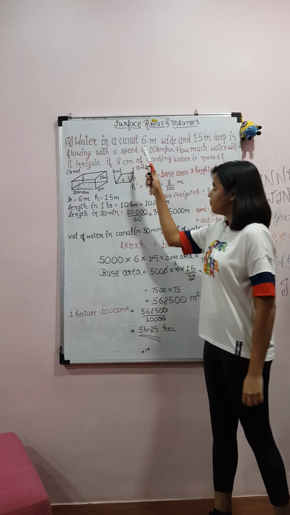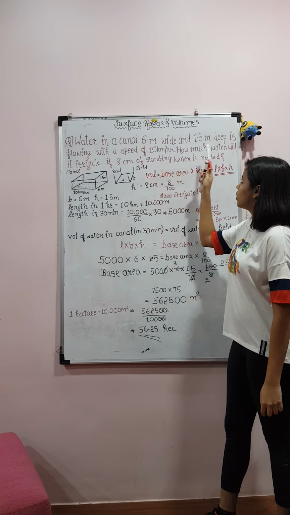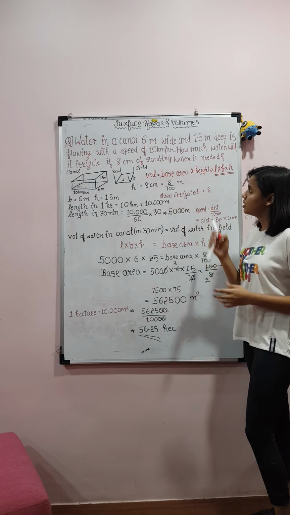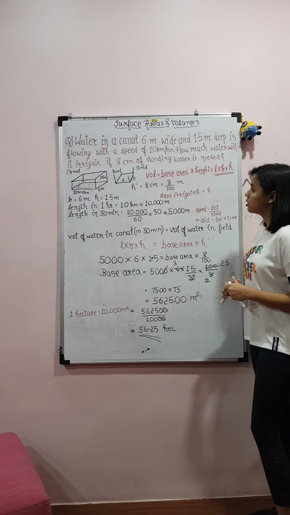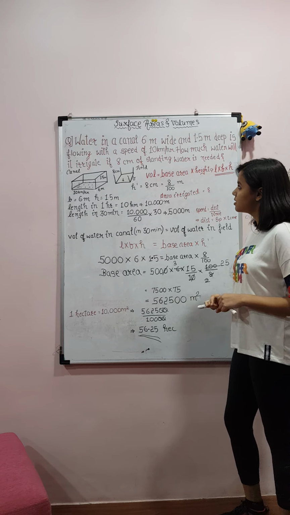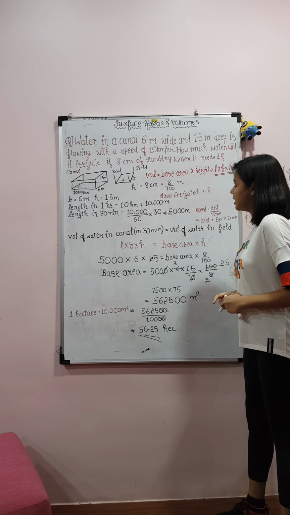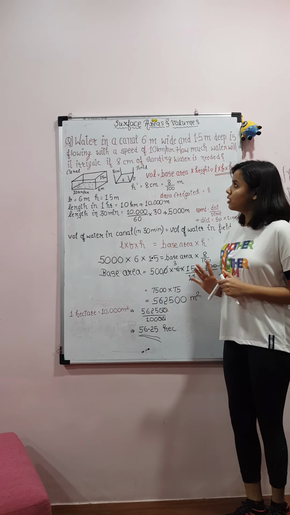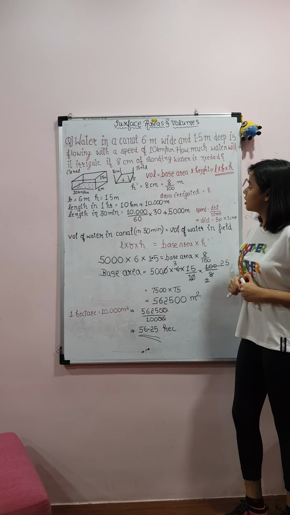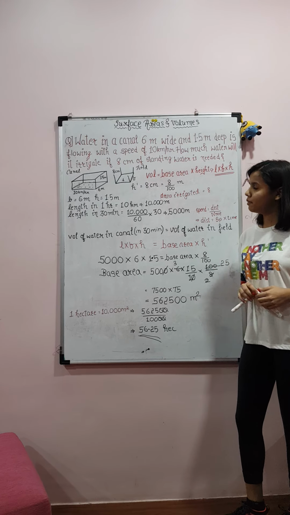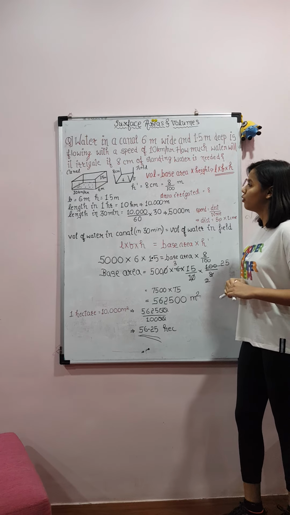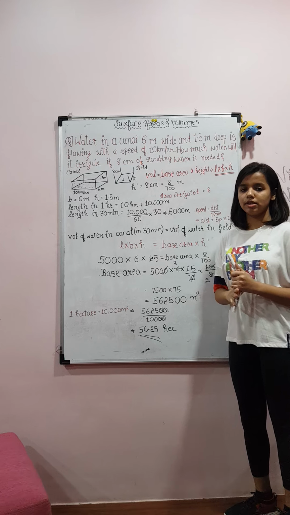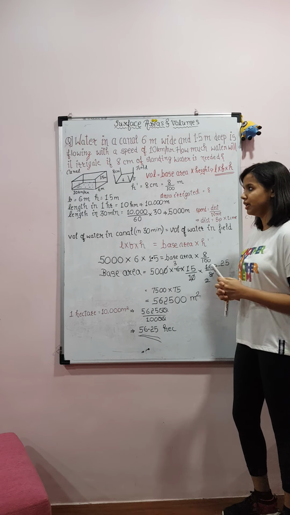Water in a canal which is 6 meter wide and 1.5 meter deep is flowing with a speed of 10 kilometers per hour. How much water will it irrigate if 8 cm of standing water is needed? So here, what they have given is a canal which is 6 meter wide, 1.5 meter deep, flowing with a speed of 10 km per hour, and what we have to find is the area it irrigates in 30 minutes if 8 cm of standing water is needed.